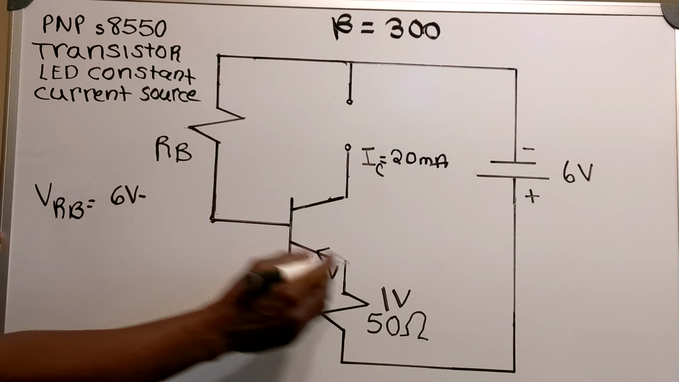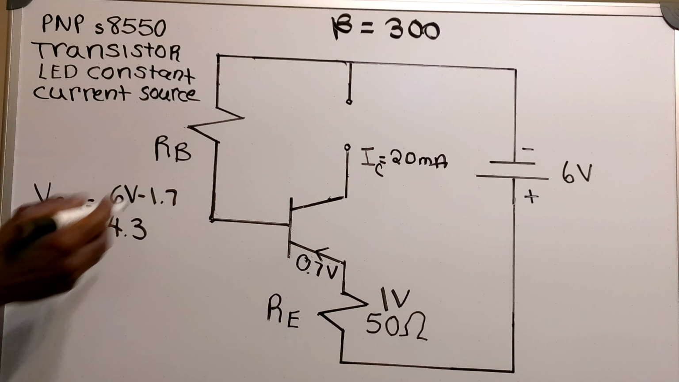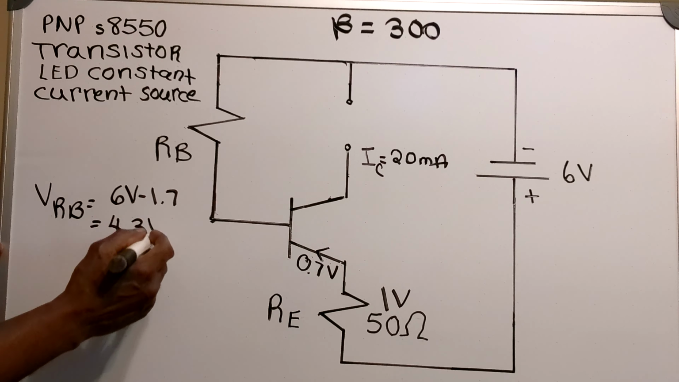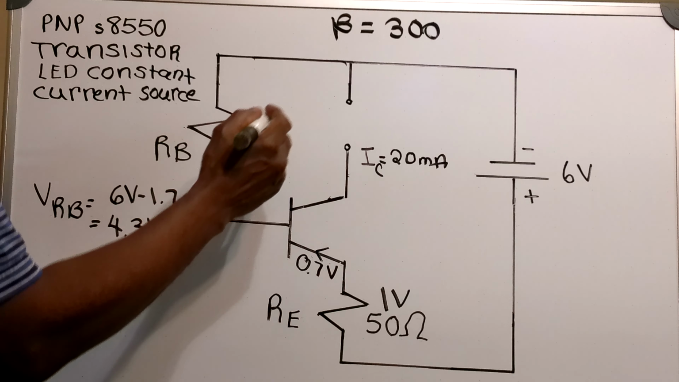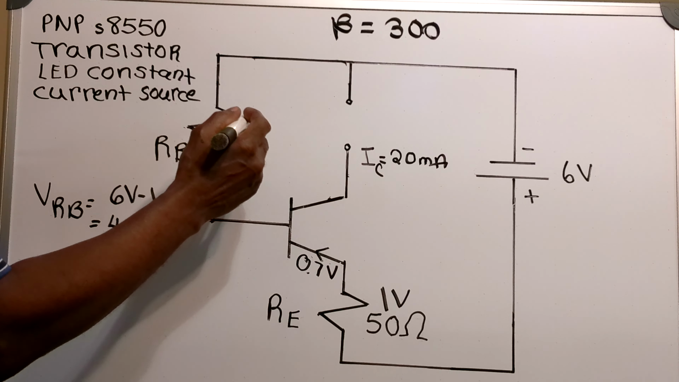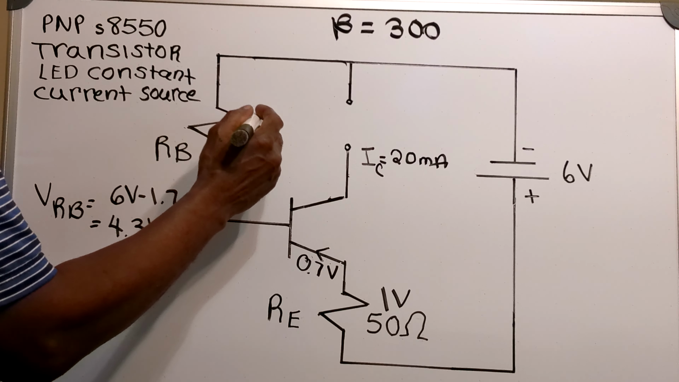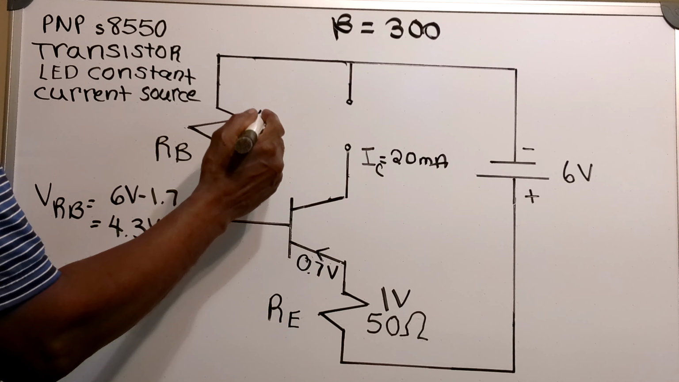That equals 4.3 volts. So the voltage across my base resistor equals 4.3 volts.